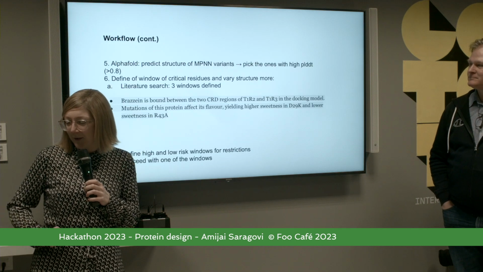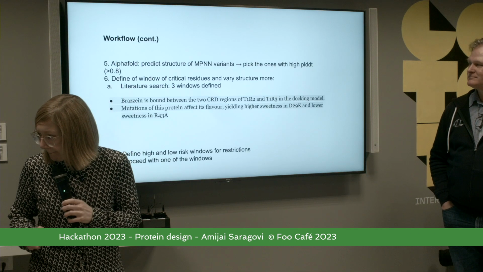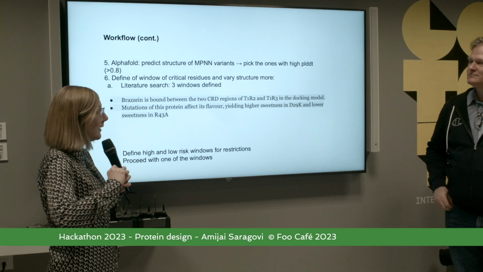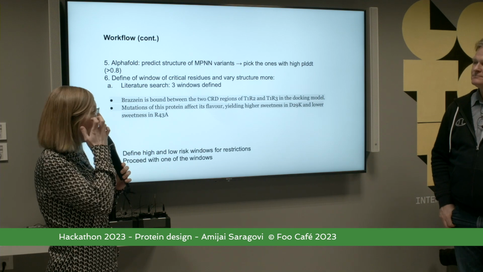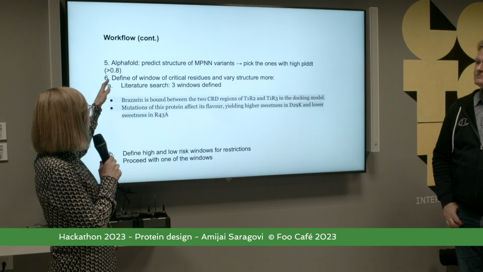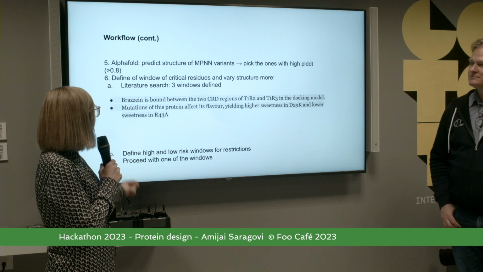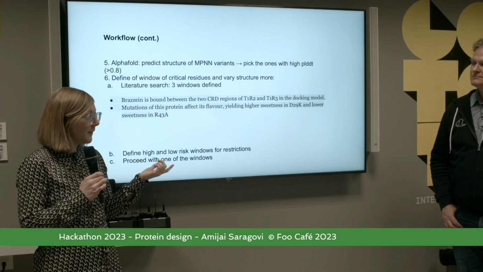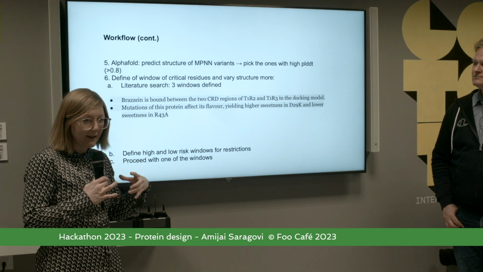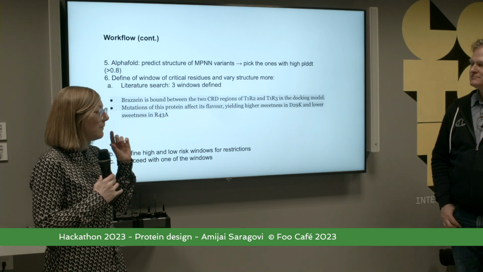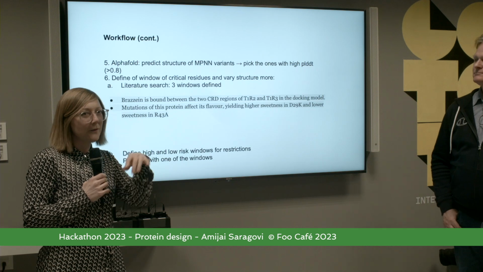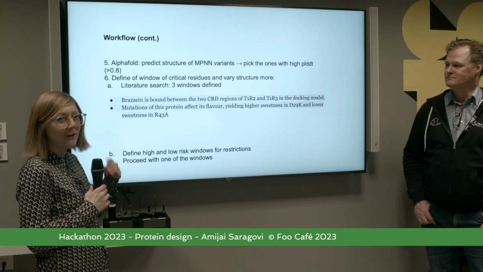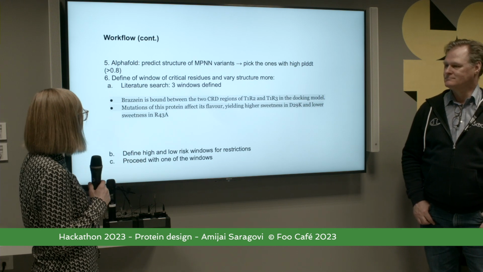And then we continued with the workflow by feeding the output from MPNN into AlphaFold, and then picked some that had a high confidence score. So we just set an arbitrary cutoff of 0.8. And then we wanted to define a window of critical residues that we knew from literature were really important for the function and the binding to the receptor. So we don't want to vary those, but we wanted to vary the rest of the structure just to give it more variation with potentially new, improved characteristics.